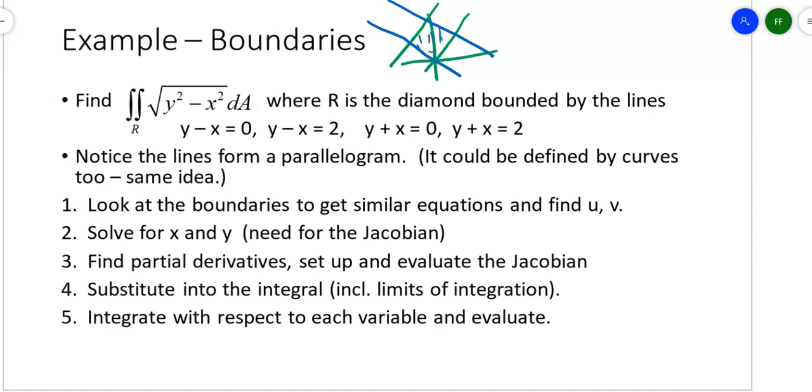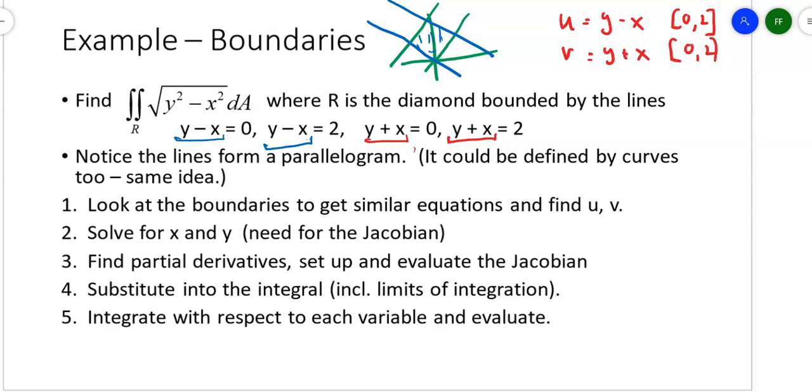Well, it would be nice if I could do something to turn it around so that I had constants as limits of integration. But what am I going to use for my u's and my v's? It's perplexing until you look a little bit closely and realize, look at this. This is a y minus x, and that's a y minus x. On the other side over here is a y plus x and a y plus x. And on the other side, they're both equal to constants. So what if I just let u be y minus x on the interval from 0 to 2, and I let v be y plus x, again, on the interval from 0 to 2.